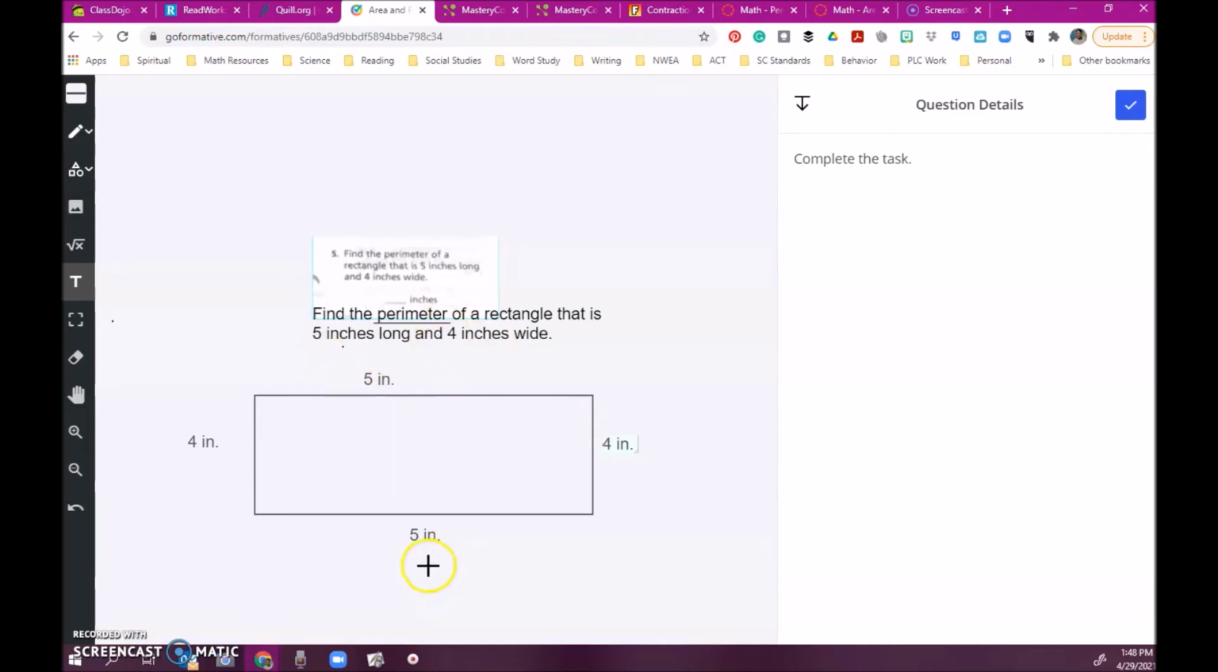5 plus 5 is 10. 4 plus 4 is 8. And 10 plus 8 is, that's right, it has a perimeter of 18 inches because that's what we were measuring in inches.